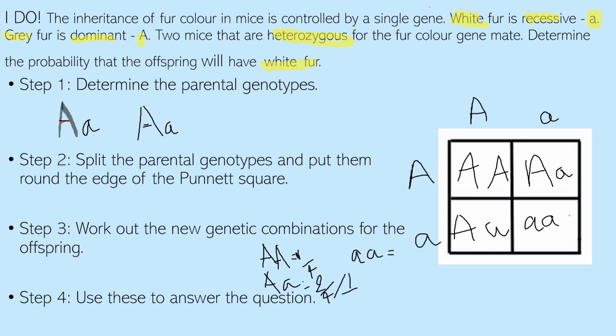So there's a 50% chance that my mice are going to be grey heterozygous, just like the parents. And then finally, I only have 1 square showing little a, little a, and this is going to be my homozygous recessive white fur. We can see we're looking for white fur, and the only way of getting white fur is to have 2 recessive alleles. So I know that there's only a 25% chance of having white fur, or 1/4.